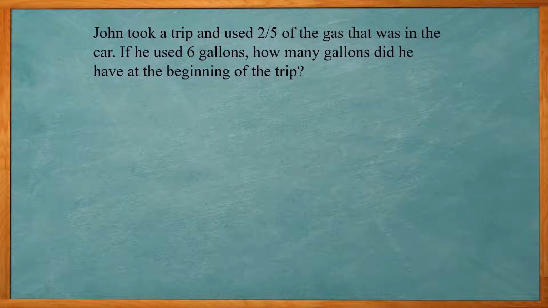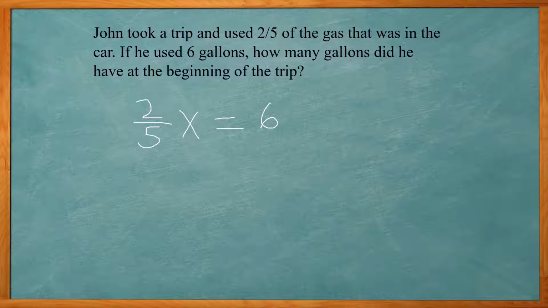This one says John took a trip and used 2/5 of the gas that was in the car. If he used 6 gallons, how many gallons did he have at the beginning of the trip? Alright, so he used 2/5 of some amount of gas. So that's unknown, so that's going to be X. And that amounted to 6 gallons. So 2/5 of X equals 6 is how you set it up.